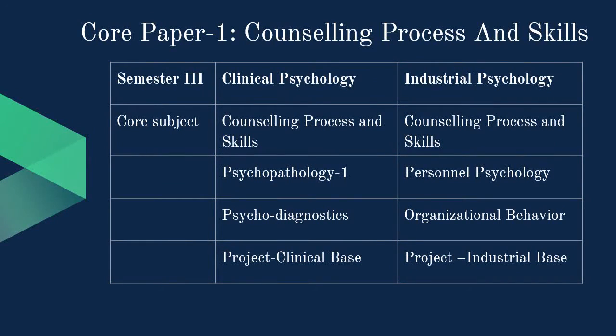Now for students of industrial psychology, again the core subject, as I have told you earlier, is common for everyone, that is counseling process and skills. After that there are 3 different papers. Again 2 papers are theoretical and the last one is project, that is a practical paper. So here the theoretical papers are personnel psychology, which deals with the psychological principles applied in industrial setting, especially in the personnel department. Then we have another paper on organizational behavior, and the third paper is the project.